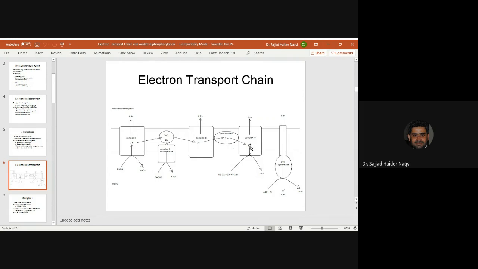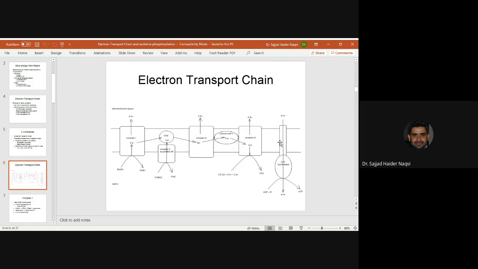Then we have complex 3, where you can see that these two electrons will be taken up by complex 3 or 4 to finally pump two more protons, and the oxygen is being converted into water, which is the final step of the respiration.